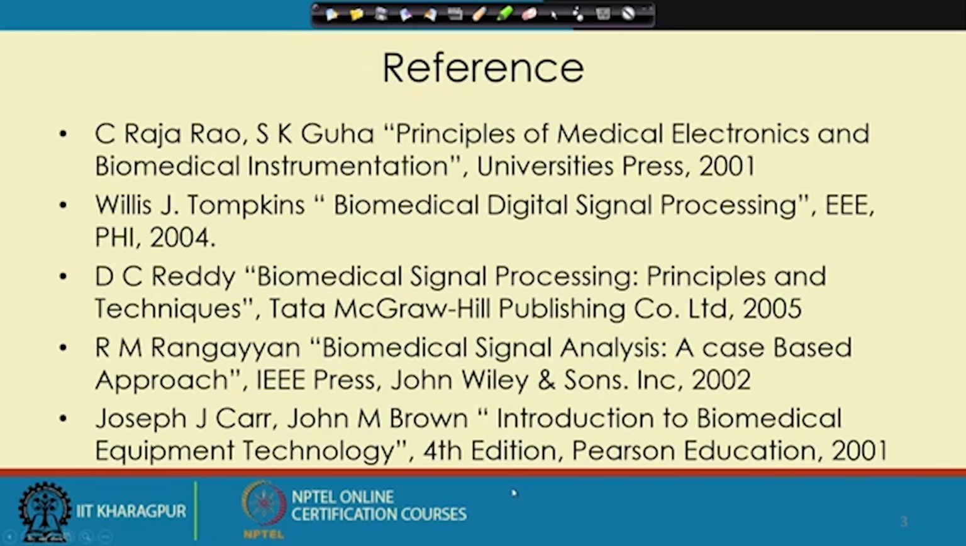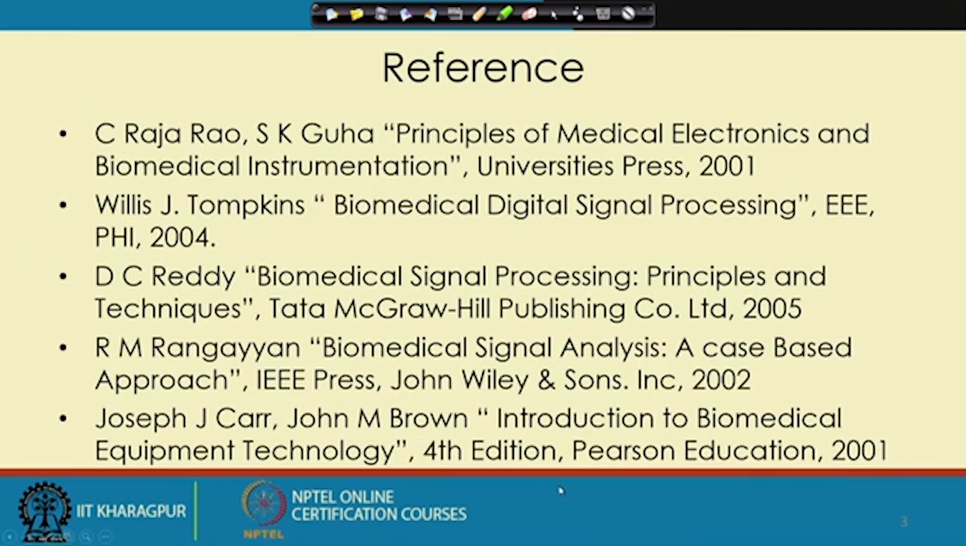Next, three books are there: Biomedical Digital Signal Processing, Biomedical Signal Processing, and the third one, Biomedical Signal Analysis: A Case Based Approach. All these three books are directly on this topic, biomedical signal processing, and I think each one of them can be taken as a text for this subject.